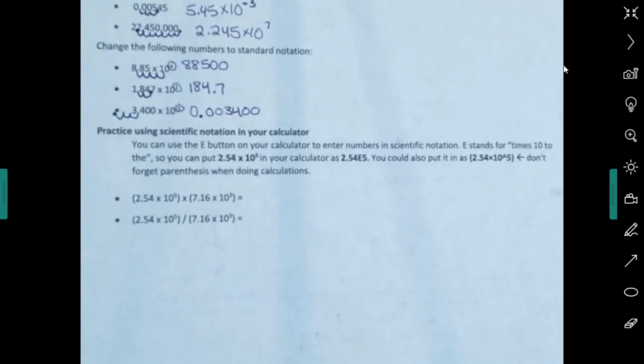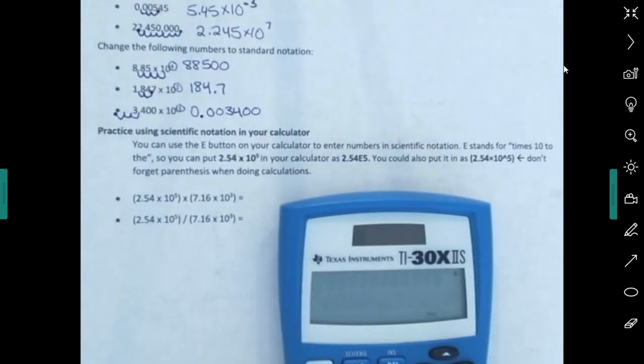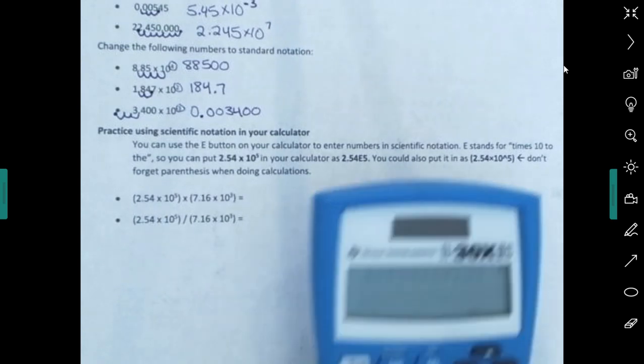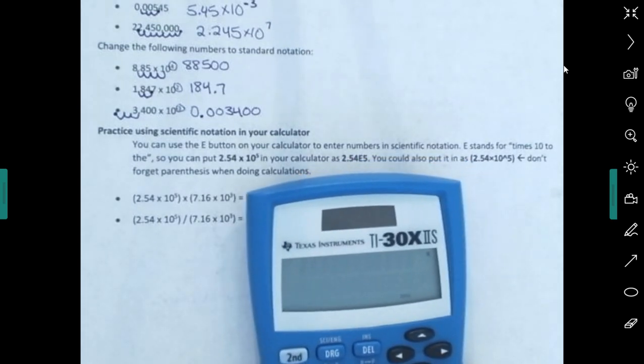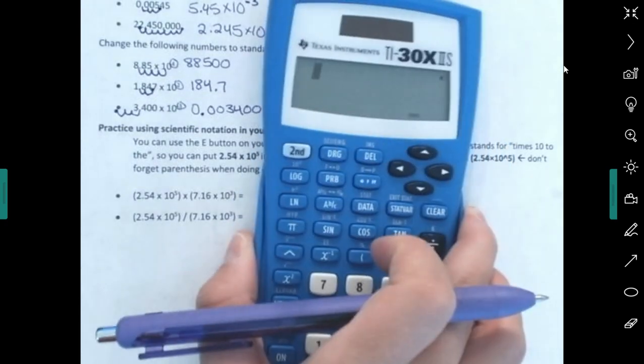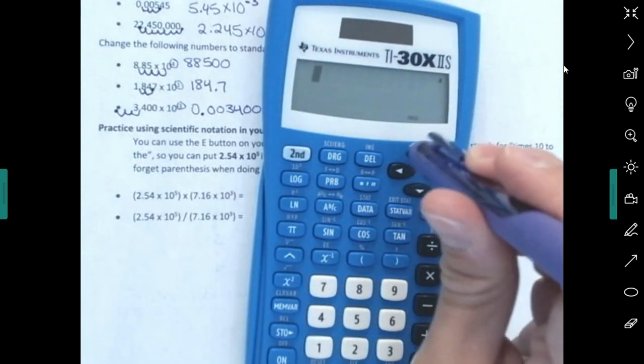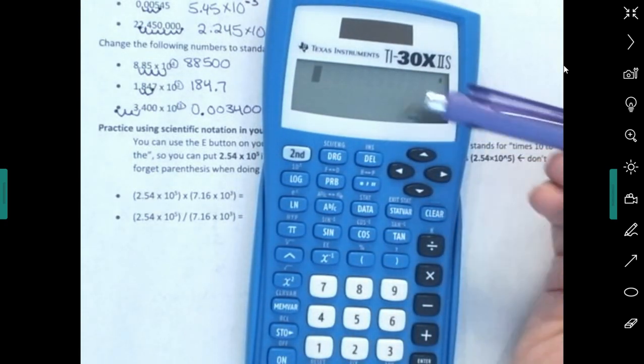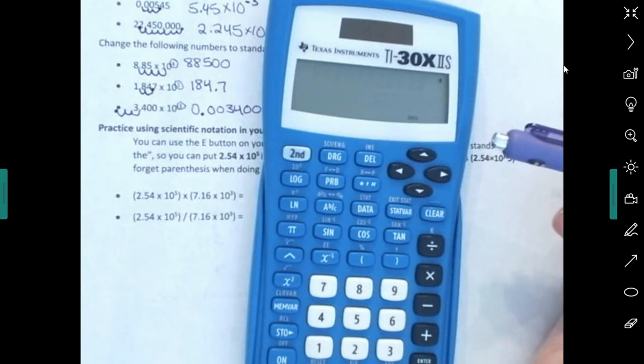So when you're putting numbers in scientific notation into your calculator, some kids get confused by this. There's a couple different ways that you can do it. I like to use the E button on this calculator. Guys, this is a wonderful calculator to get. If you have one of these, I would suggest using it for physics and chemistry. If you don't have one of these and you have a different scientific calculator, great.